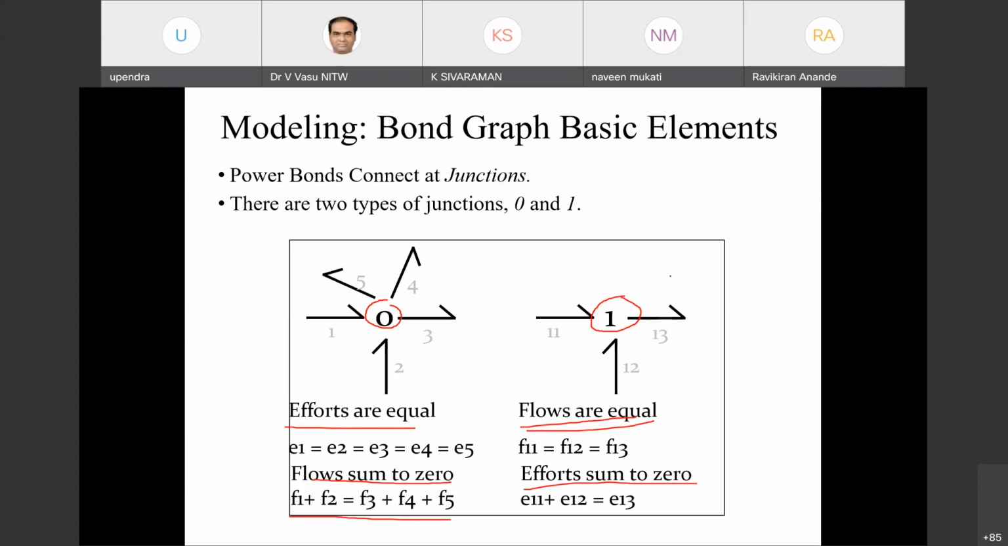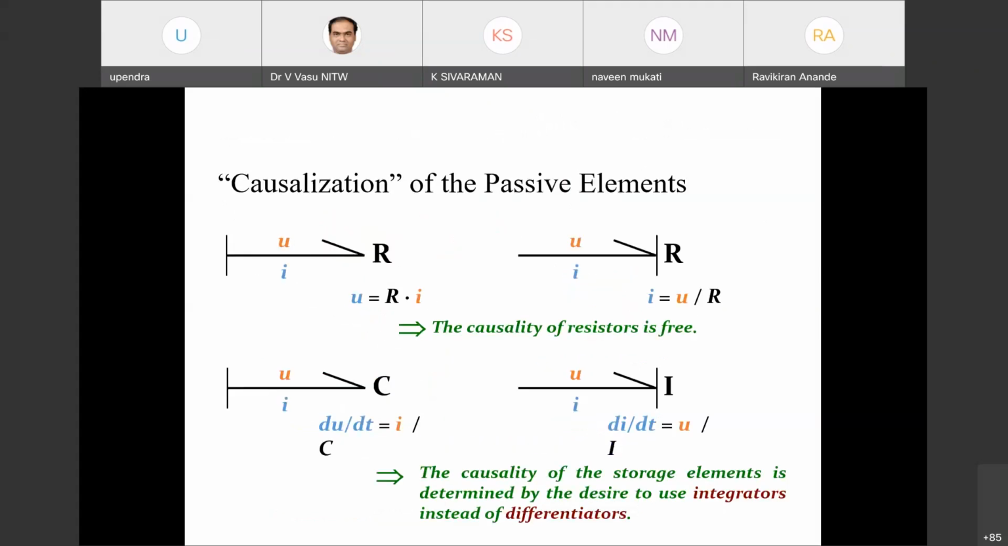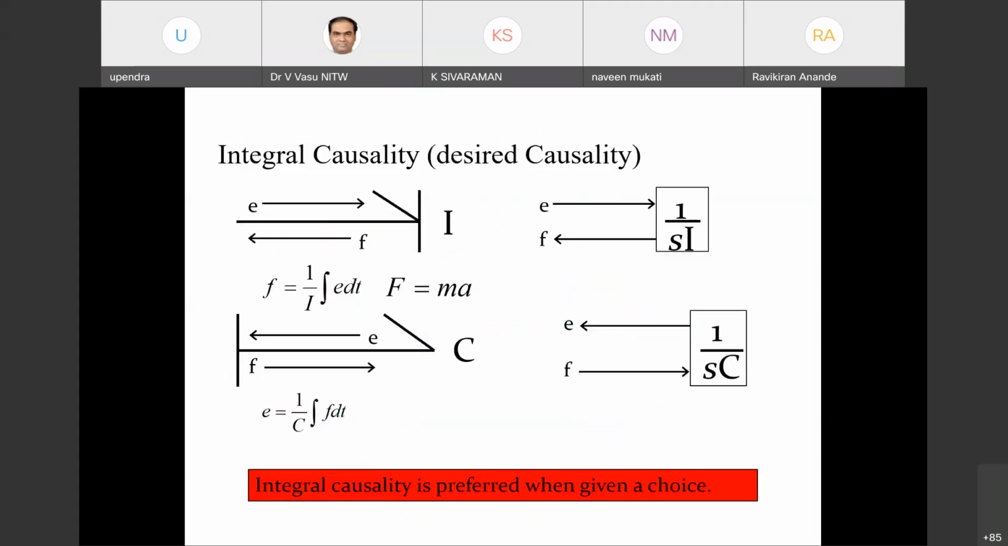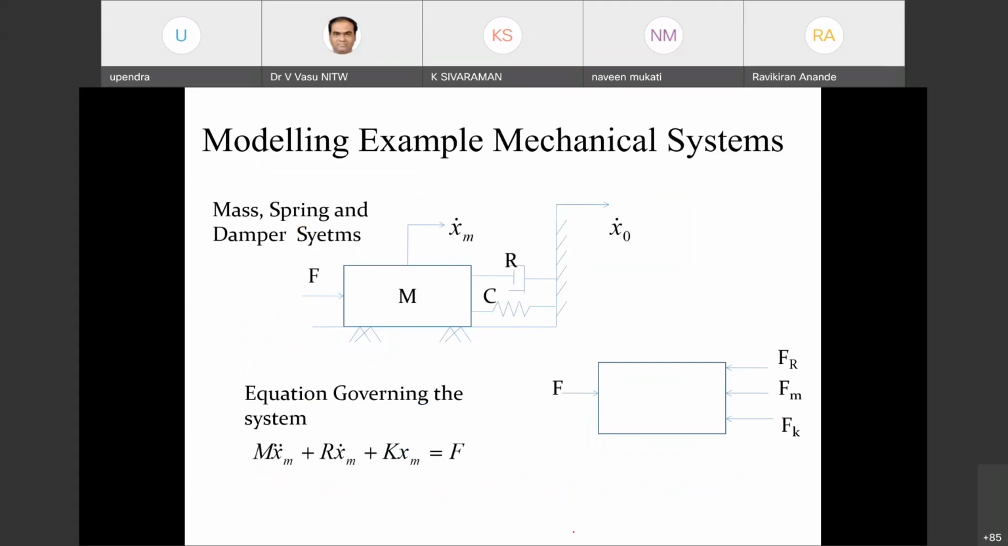Whereas at the one junction, the flows are equal and the effort sum must be equal to zero, that is effort 1 plus effort 2 and so on. These are the important components you are going to use. Now you can make the bond graph for the same spring mass system, with the force acting on the mass.